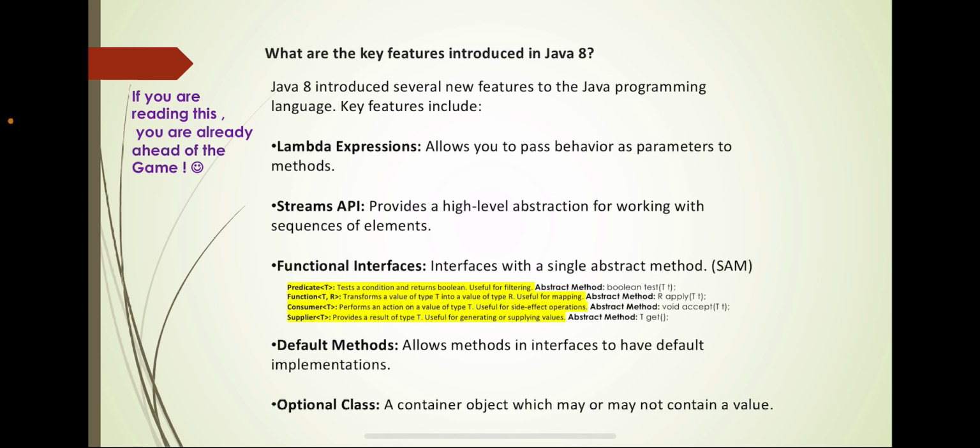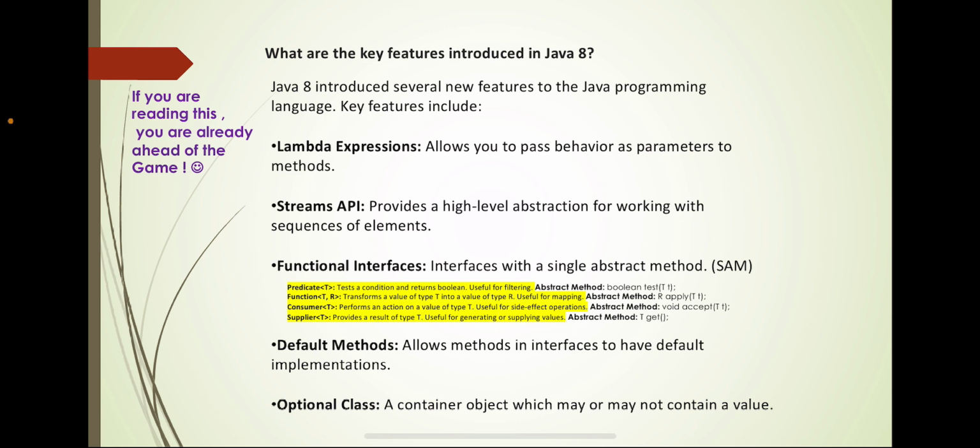So the first one is key features introduced in Java 8. This is a very common question which is asked in most interviews if you have Java 8 in your resume. It is mostly a scenario based question. So they ask how you have used features in Java 8 in your project. It is mostly based on Lambda expressions, Streams API, functional interfaces, default methods, and the Optional class. Lambda expressions make use of SAM, that is single abstract method, so it's easier for you to remember. You just remember it as SAM.